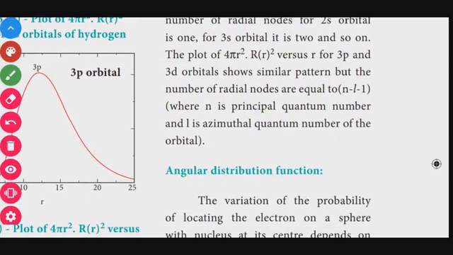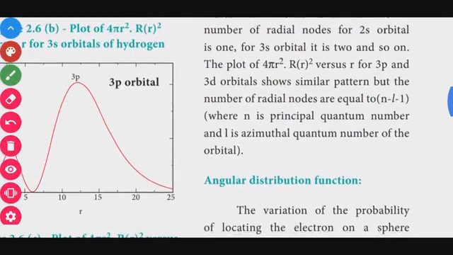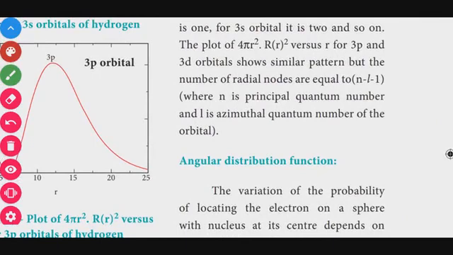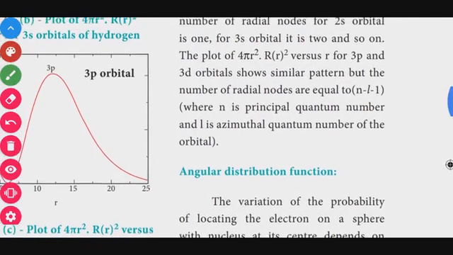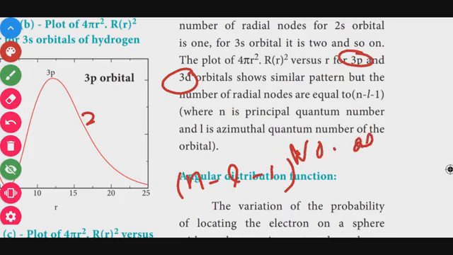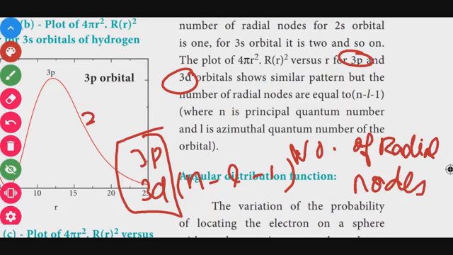The plot of 4 pi r square versus r for 3p and 3d orbitals has a similar pattern: it is increasing and then suddenly decreasing to 0 and then it is increasing. Okay, similar pattern, but the number of radial nodes is equal to n minus l minus 1. Up to the 2s orbital we have seen that, but in 3p and 3d orbitals the number of radial nodes is equal to n minus l minus 1. There we only saw s. Here for 3p and 3d, n minus l minus 1.